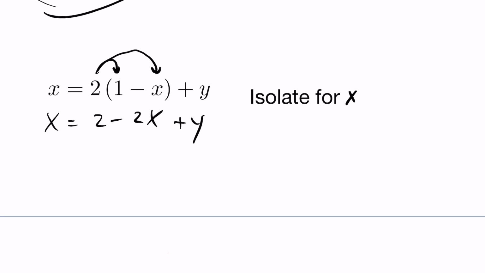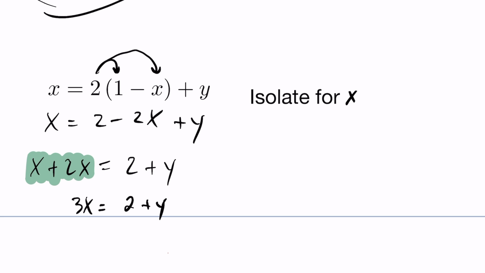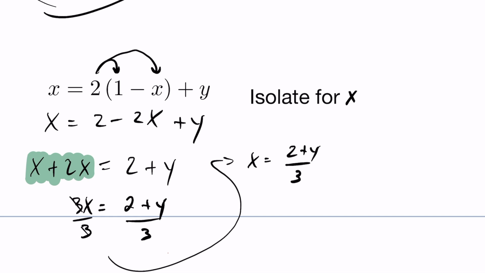So now again, I want to go ahead and collect like terms and solve for X. So I'm going to bring the X's to one side, in which case I get X plus 2X equals 2 plus Y. And if someone asks you what is X plus 2X, X plus 2X is 3X, and that equals 2 plus Y. Now you want to go ahead and solve for X. So you're going to divide by 3 on both sides of the equation. 3 divided by 3 is 1, in which case here I get X equals 2 plus Y over 3. And now I've isolated for the variable X in this equation. Let's try another.